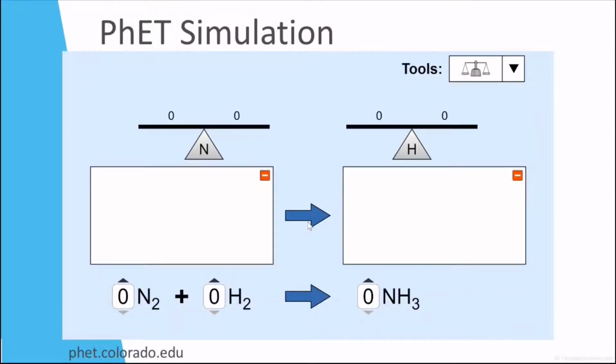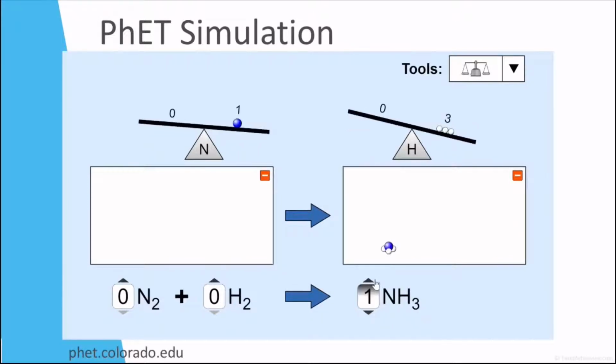So here we can see our unbalanced equation is nitrogen gas, N2, plus hydrogen gas, H2, yields ammonia, which is NH3. So what we're trying to do here is determine what ratio of the three substances is required to balance out the number of atoms of each element on both sides of the reaction. So if we add one ammonia, then the scales for both nitrogen, which is here on the left, and for hydrogen, which is here on the right, tip in favor of the products. So now we have to figure out a way to make the scales balance themselves out.